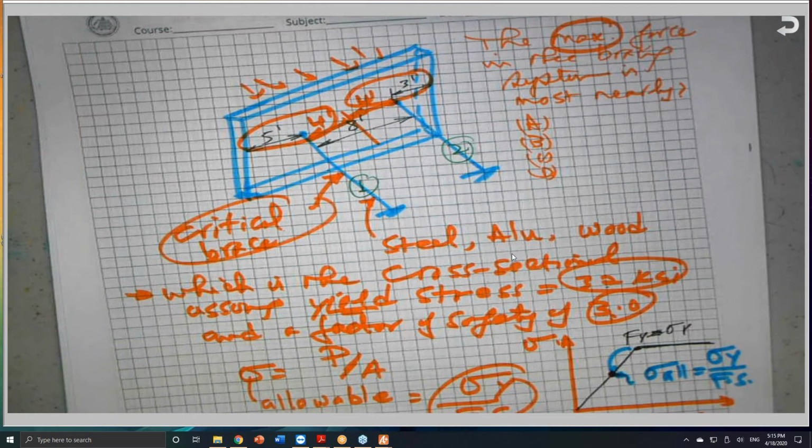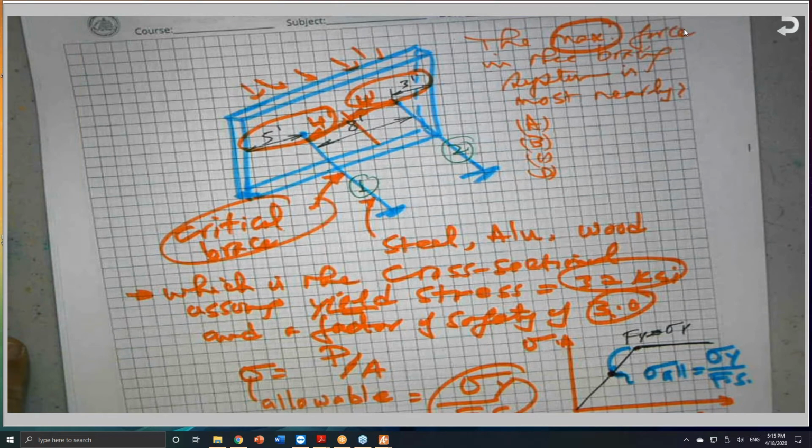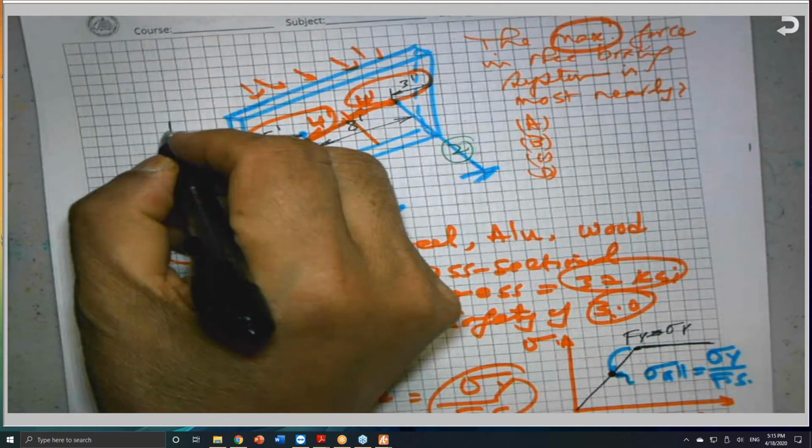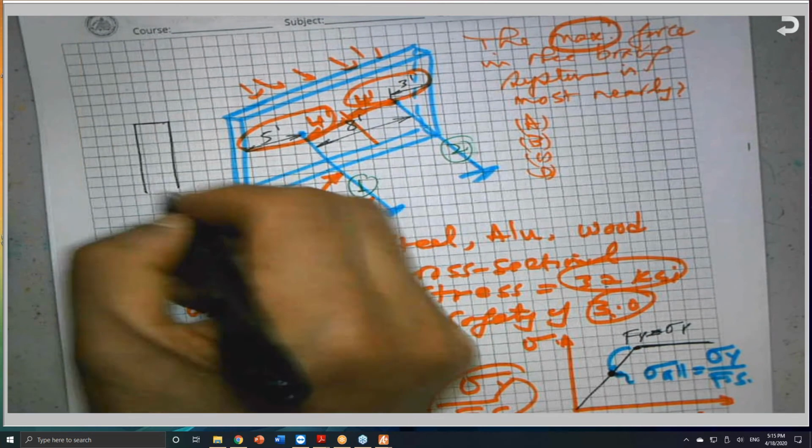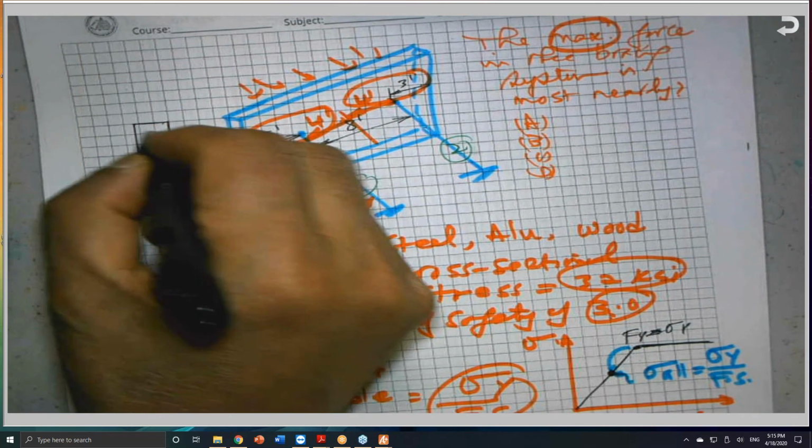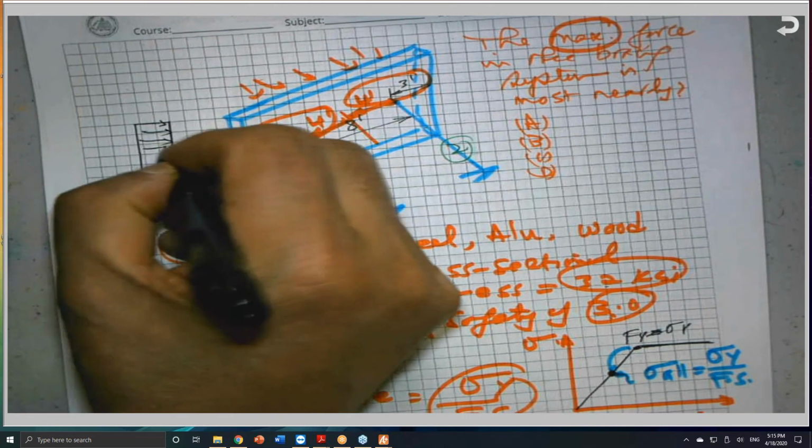Should we consider the eccentricity in this case? Eccentricity of what? No, the eccentricity if the load is not uniform, but in this case the load is uniform. So the eccentricity you're talking about, my friend, is if the load is not acting along the centroidal axis. Let me make sure that I understand your question, and correct me if I'm wrong.